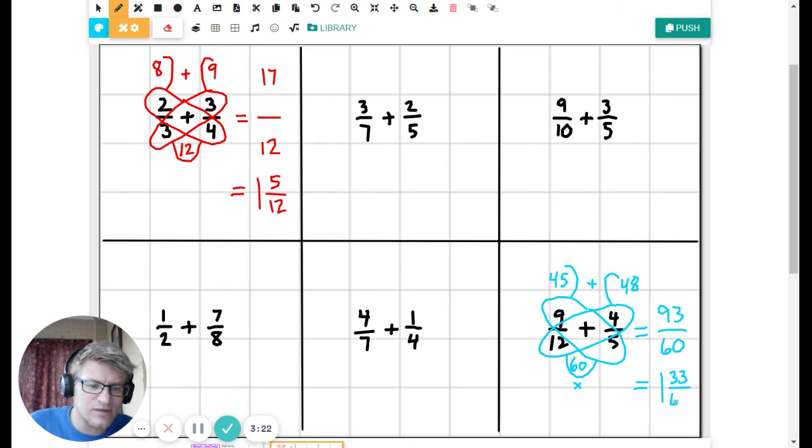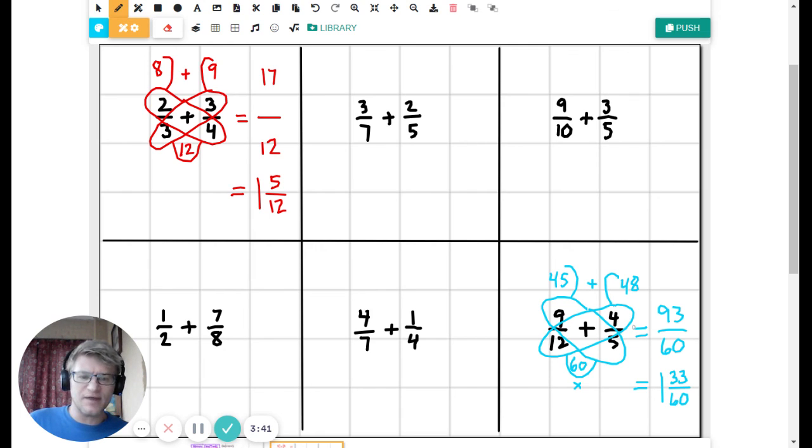And since 33 is only divisible by 11 and 3, I think we can divide this, but it's pretty close, right? We can shrink this down if we want to. I think it actually can reduce. See if you can reduce it. Maybe you guys can reduce it together. What goes into both of those numbers? Does 3 go into 33? Does 3 go into 60?